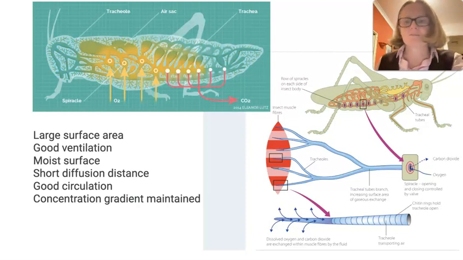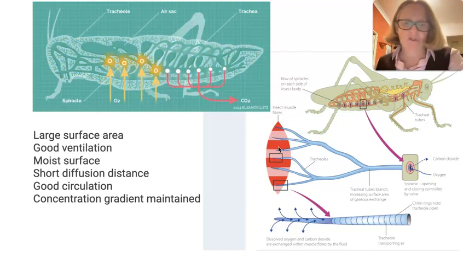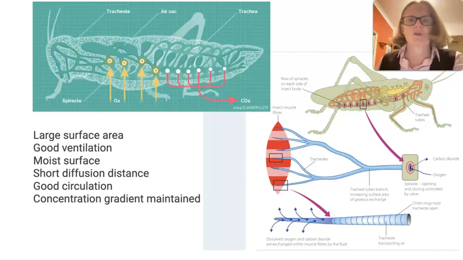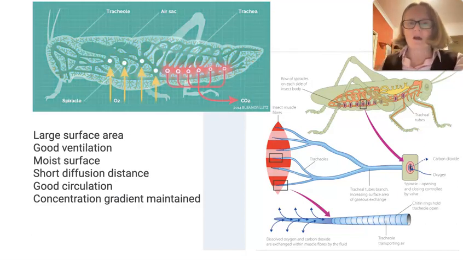They're also moist because there's moisture at the opening of these spiracles that will layer the inside of the tubes. There's a very short diffusion distance because of the massive branching that these tubes do and the closeness they get to all the cells. There is no circulation involved in an insect's oxygen transport because they don't use their blood system for carrying oxygen around. However, they are maintaining a concentration gradient because they're always moving that gas around their body.